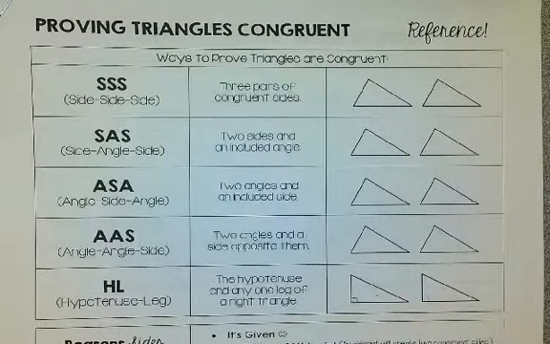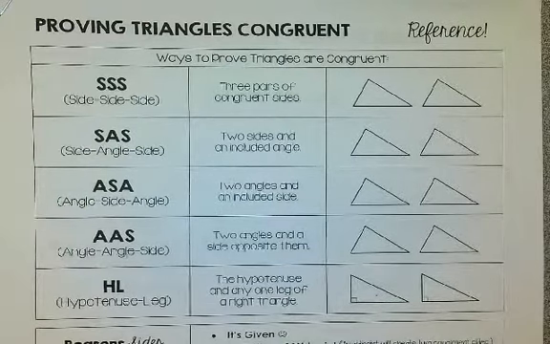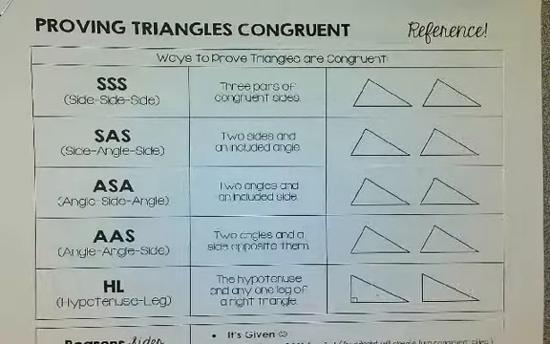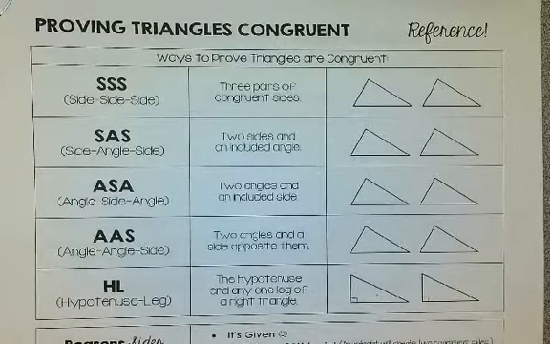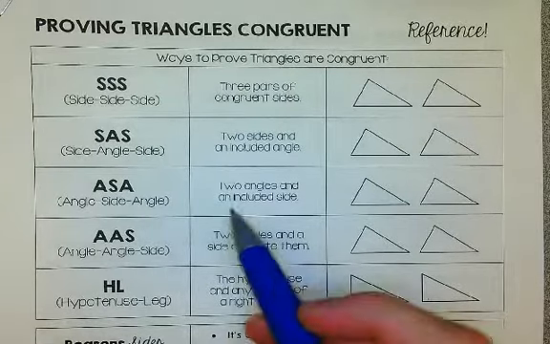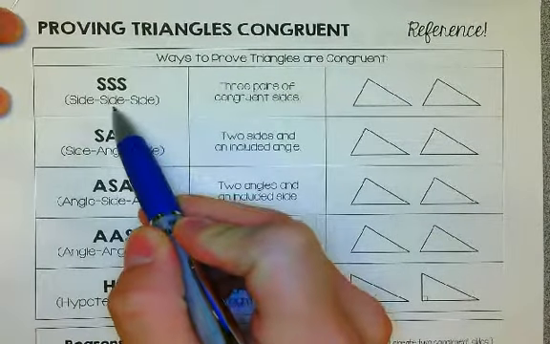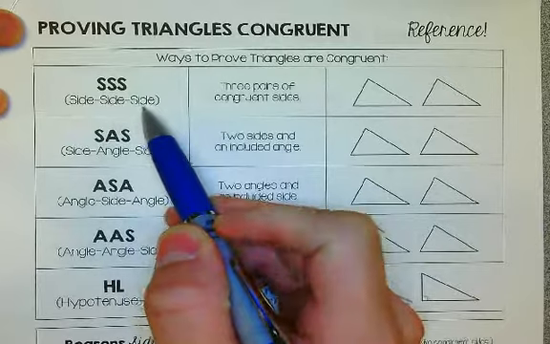Today we're going to be talking about different ways to prove that triangles are congruent. We have 5 different ways that are listed. Each one has a special property that we use. The first one that we're going to talk about is side, side, side. So what does this mean?